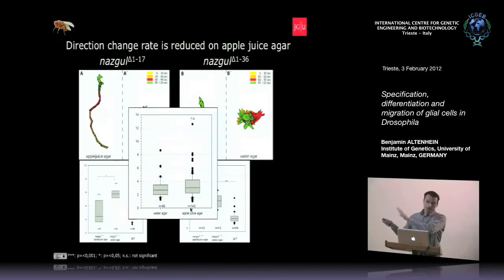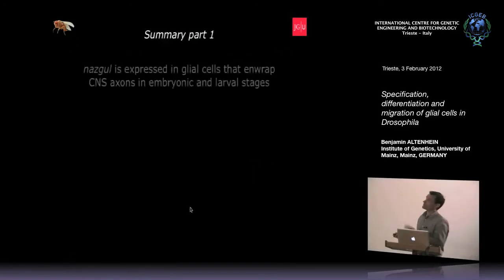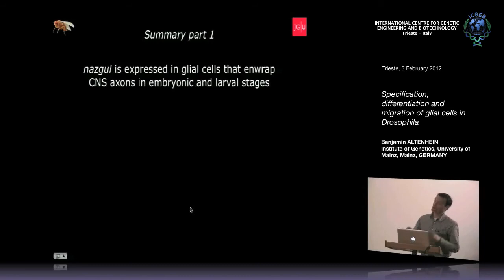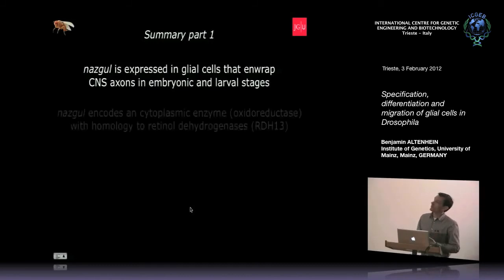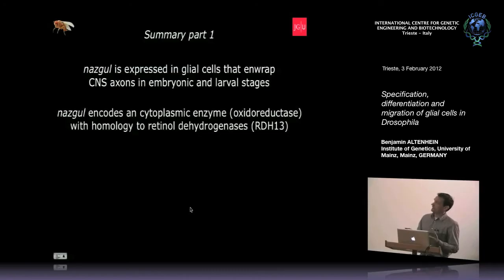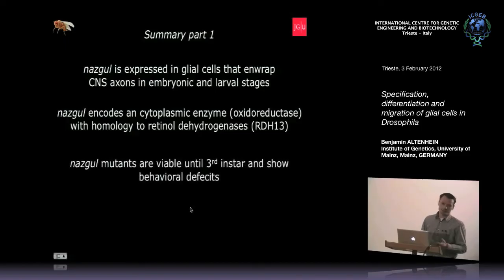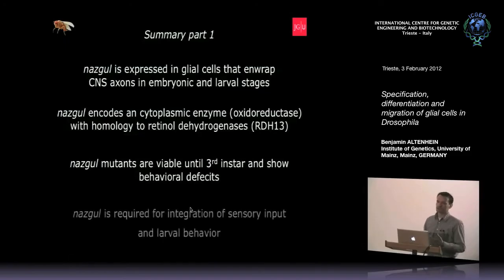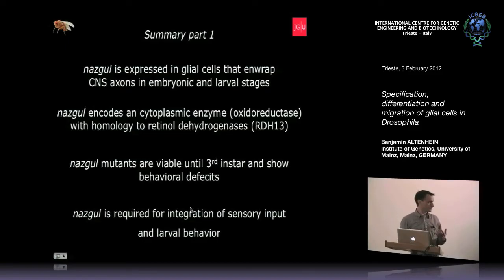So these are very preliminary data, which just indicate we have a sensory input integration, which is altered in these Nazgul mutants. Just a quick summary: Nazgul is expressed in these glial cells that wrap around CNS axons, these interneurons. The cytoplasmic enzyme has a homology to retinol dehydrogenases, especially to number 13 of the human retinol dehydrogenases. They have these behavioral defects, and obviously it's an integration defect of sensory input information. We'll continue to work on that.